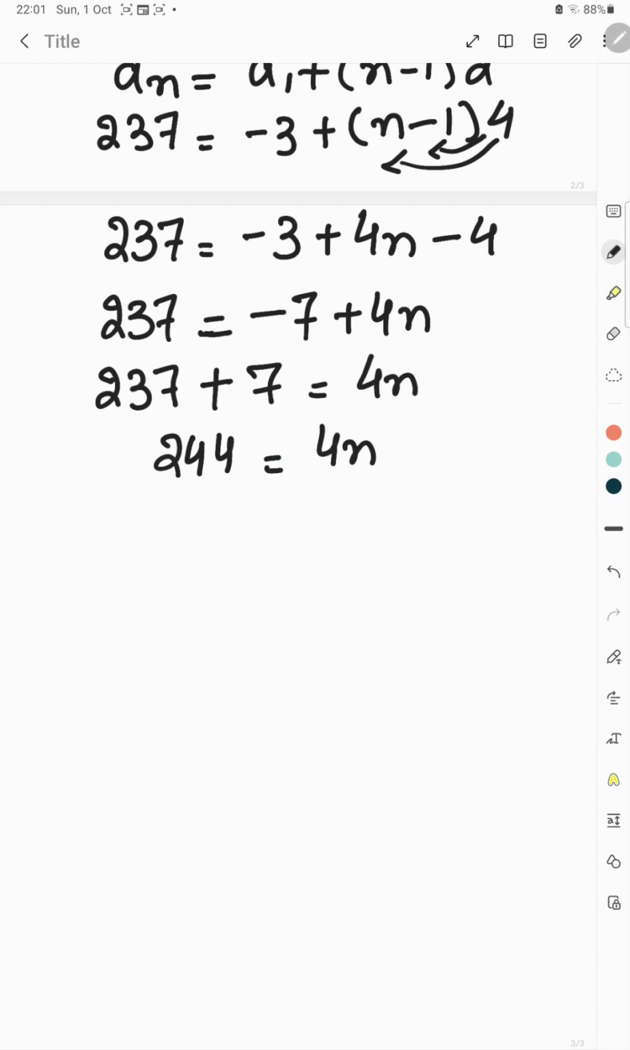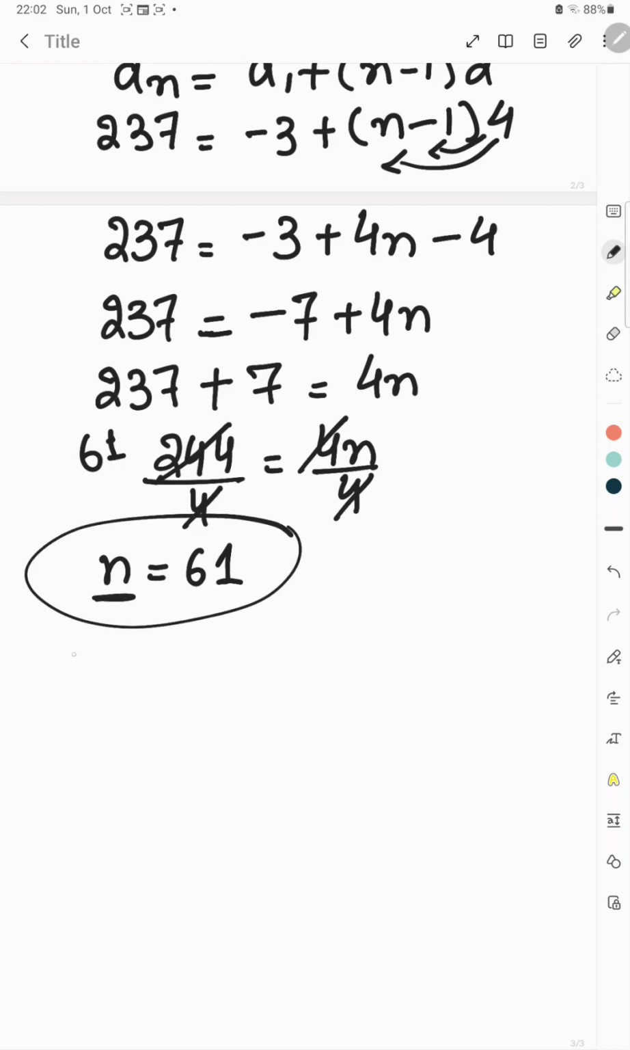Now as we need the value of n, we will divide by 4 on both sides of the equation. So here 4 and 4 cancel each other, and here we get 4 ones are 4, 4 sixes are 24 and 4 ones are 4. So here we get 61. So what we get here is n, the number of terms, is 61. So it is our final answer.